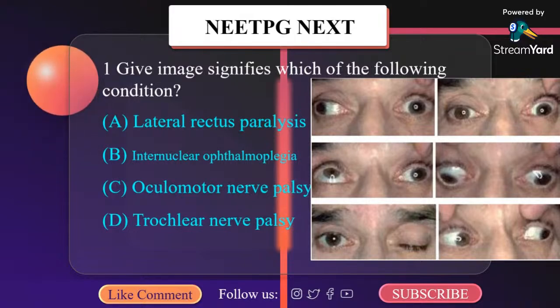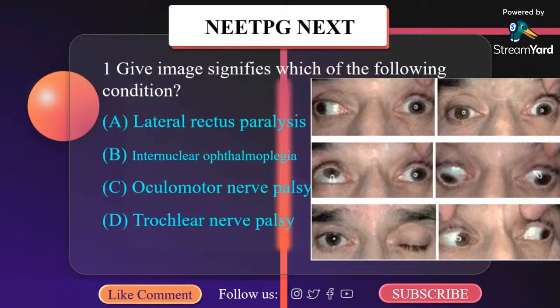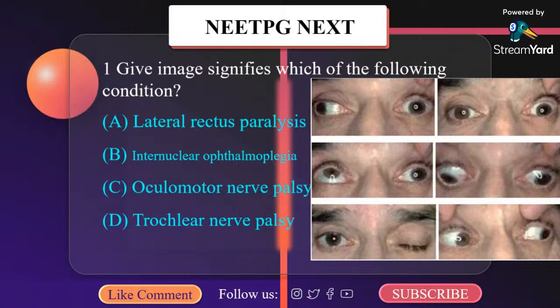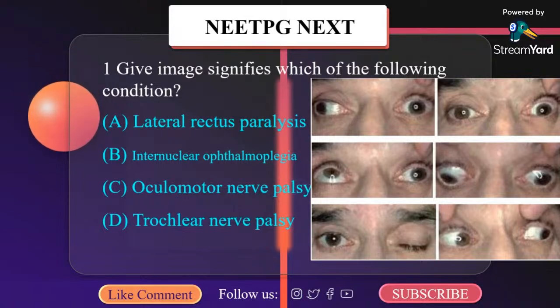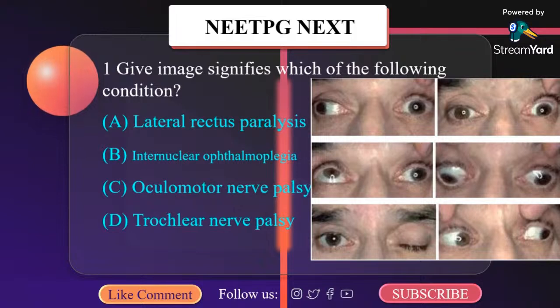Given image signifies which of the following conditions? Now, look at the picture carefully. What do you see here? Let us discuss it.